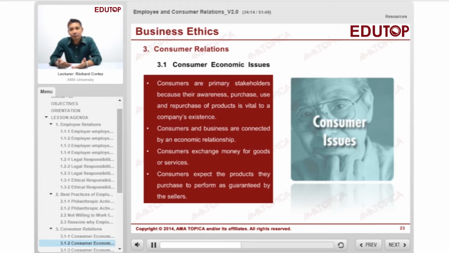We are consumers sometimes, so we use our money to buy or to avail of a service of a particular company. And consumers expect the products they purchase to perform as guaranteed by the seller. So, to be a socially responsible company, we always produce products and render service that should be of high quality to be given to or availed of by the consumer.